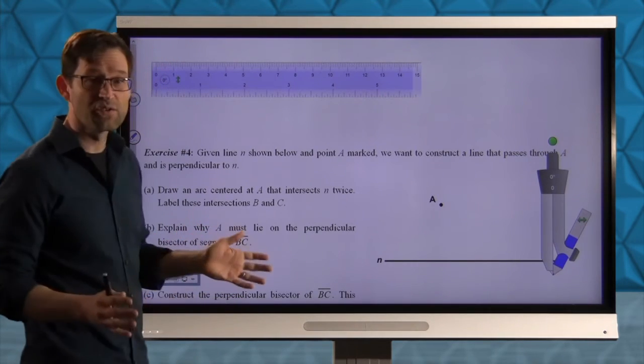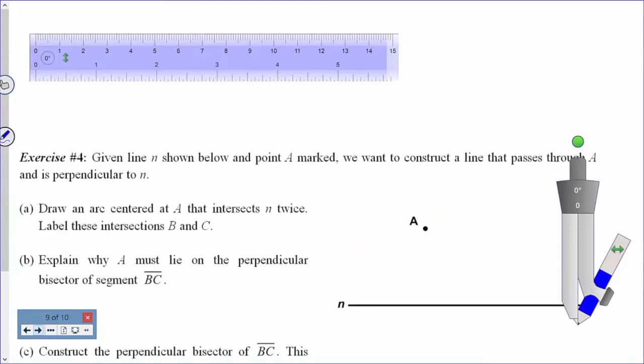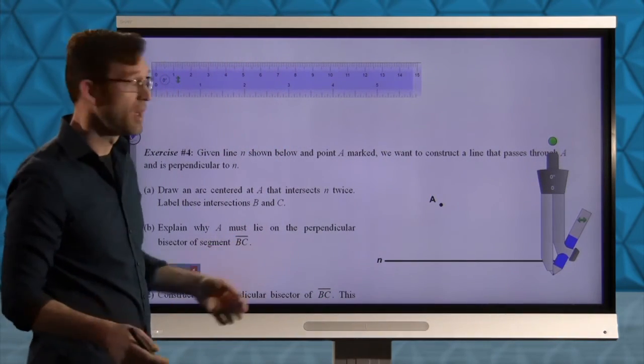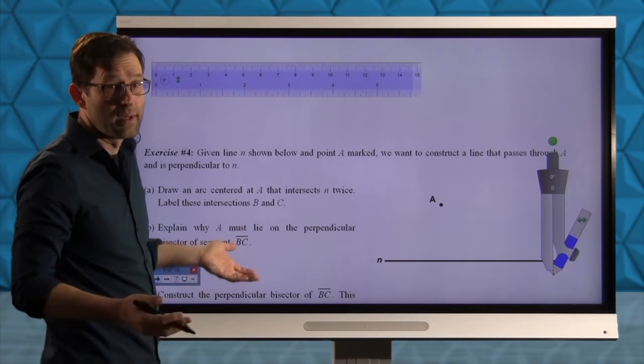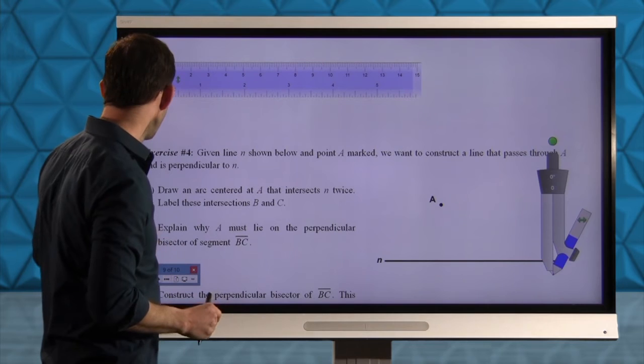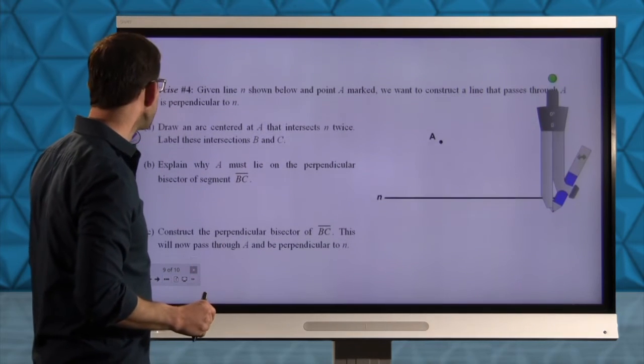Here we go, exercise number 4. Given line N, shown below, and point A, we want to construct a line that passes through A and is perpendicular to N. Simple enough. Again, don't eyeball it, no credit for just kind of going like that. It's great if you know what perpendicularity means and what it means to pass through point A, but still, no credit. So let's start, step by step.